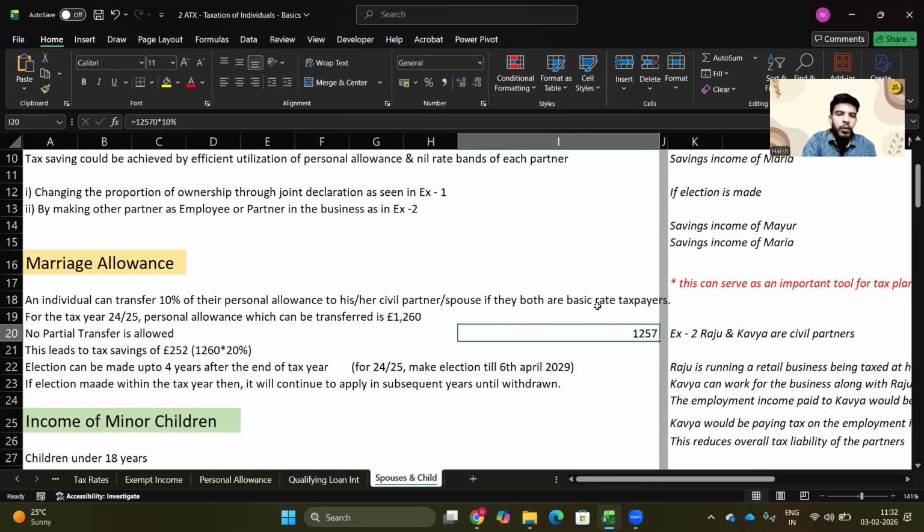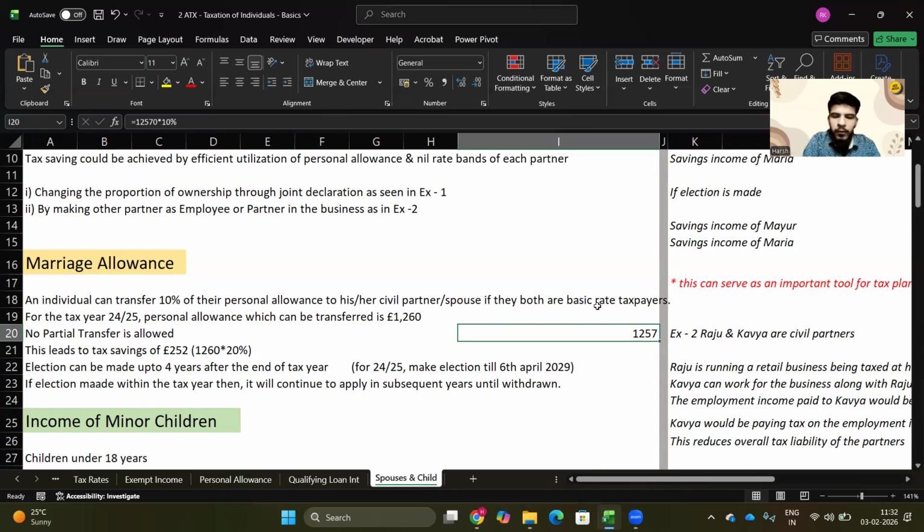Now one thing here is that you cannot transfer a partial amount. Either you transfer 10% or you do not transfer any. You do not have any option to transfer a partial amount of personal allowance. So let's say I want to transfer 600 pound to my partner. This couldn't be done. You either transfer 10% or you do not transfer anything.